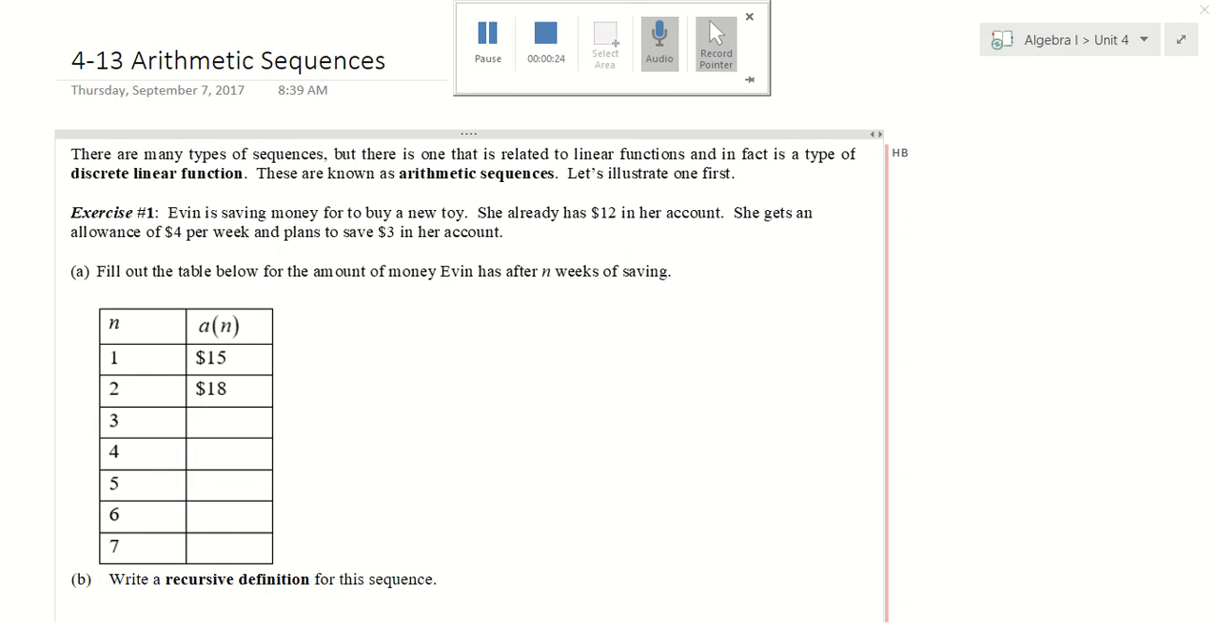So there's a thing called arithmetic sequences. And usually they have to do with lines. So here's the first one. You have Evan. He's saving money to buy a new toy. He already has $12 in the account, and she gets an allowance of $4 per week and plans to save $3 of it in her account every week. So they have started the table off, and you see they use N for weeks right here.